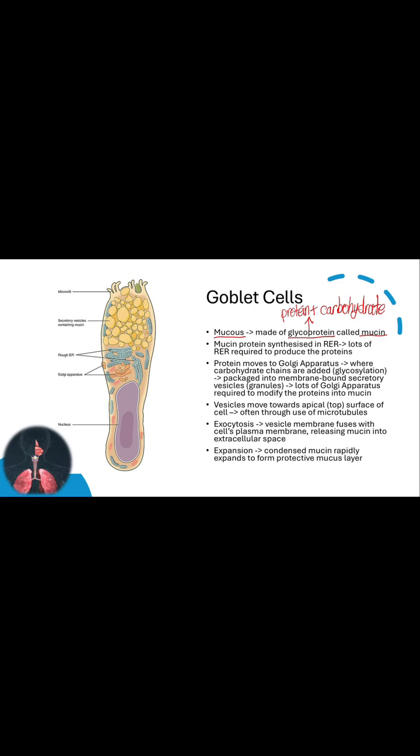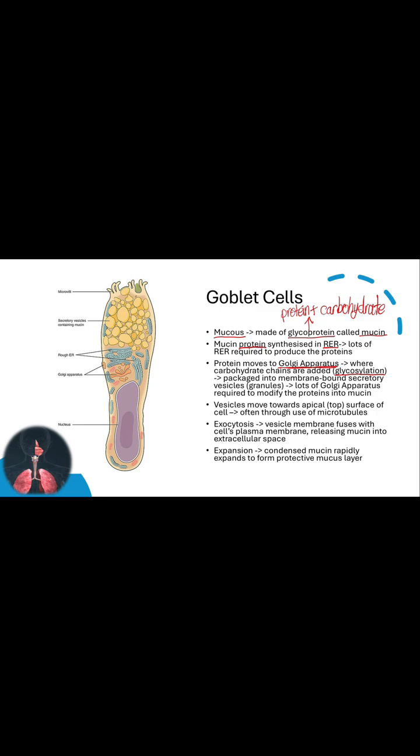So you'd be right if you're thinking that rough endoplasmic reticulum is involved, because this is what synthesizes the protein that makes up mucin. And that is why when you look at goblet cells, you will see that they have a lot of rough ER, because you are needing to produce this protein. Then this protein moves to the Golgi apparatus in a vesicle, and that is where the carbohydrate chains are added, which is known as glycosylation. And it's packed into a membrane-bound secretory vesicle again.